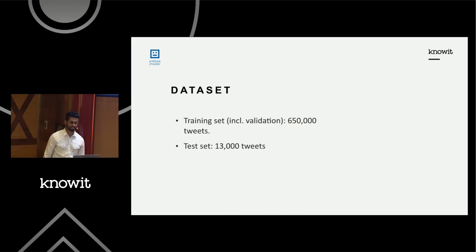So our training set contained 650,000 tweets. The good thing about tweets is that it's easy to get a big data set, right? Because the tweets are available online, and you can just scrape Twitter. The problem is that the text is very informal. Many tweets contain a lot of mistakes with regards to grammar and spelling, and we'll see why that can be a potential problem.